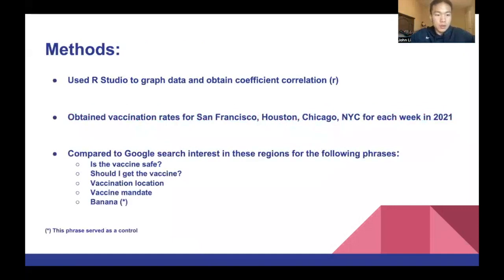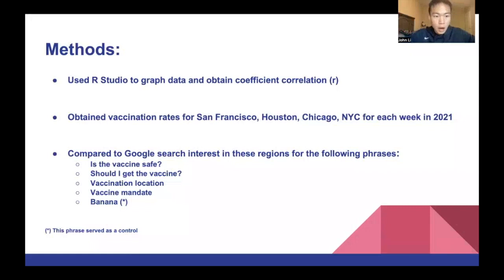The method that we use in this study is that we use RStudio to process our data, including to graph our data and obtain the correlation coefficient value, which is known as the R value. We obtain our vaccination rate data for San Francisco, Houston, Chicago, and New York City for every week in 2021, sustaining for a whole year.